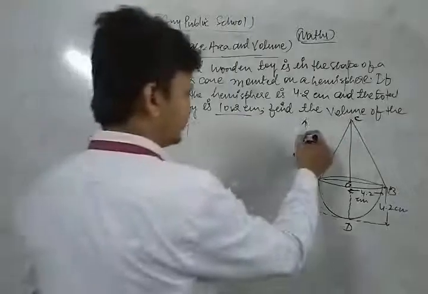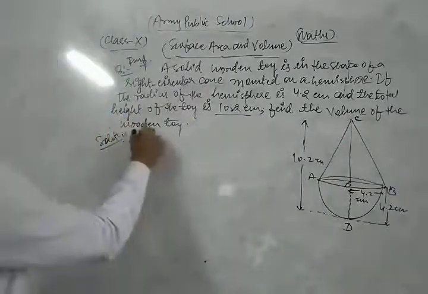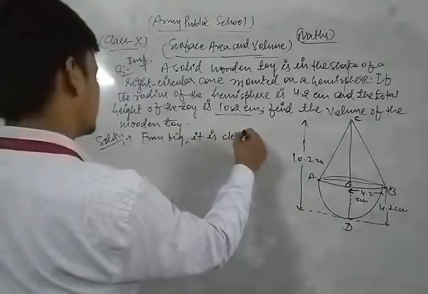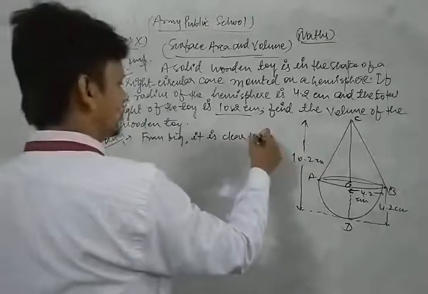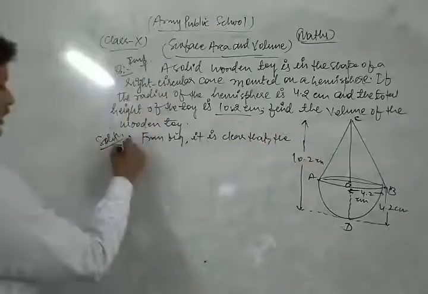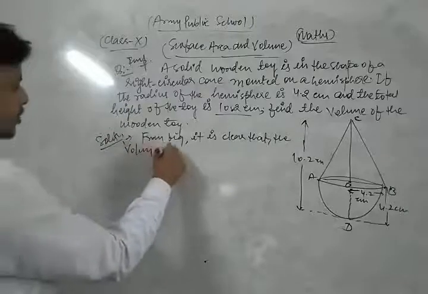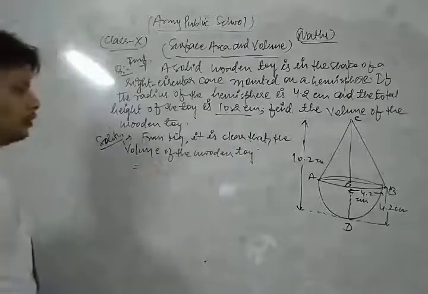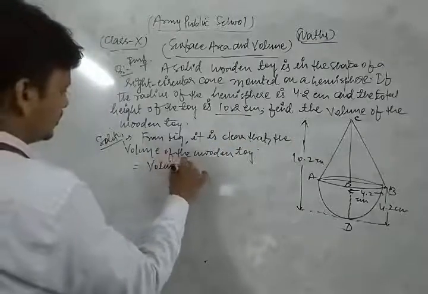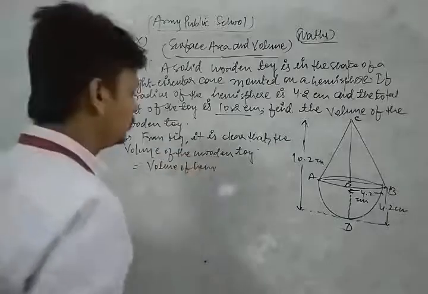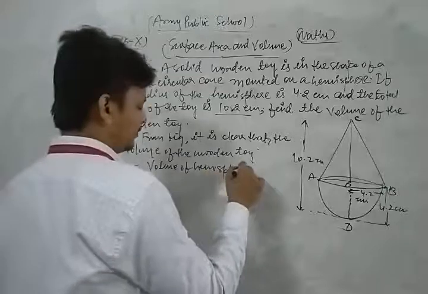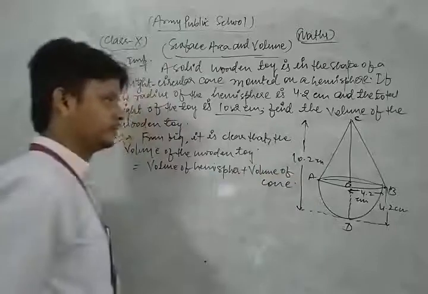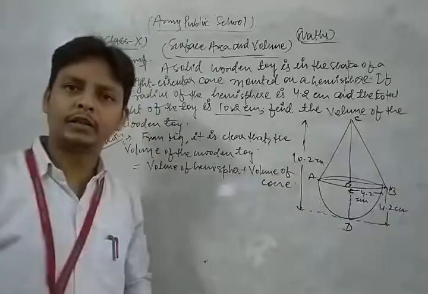Dear friends, from the figure it is clear that the volume of the wooden toy is equal to volume of hemisphere plus volume of cone.